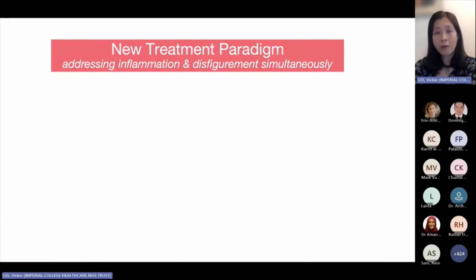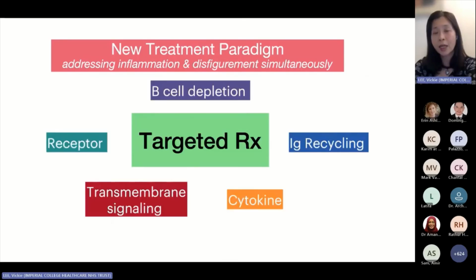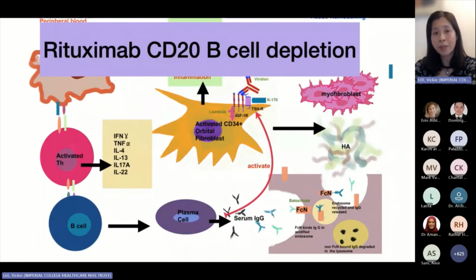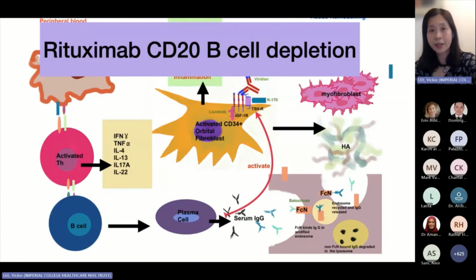So the new treatment paradigm for TED hopes to address both the inflammatory changes and the disfigurement simultaneously, rather than have our patients wait for many years. And it works along different lines of the inflammatory cascade. It's either targeting the B cells, the receptor, IgG recycling, transmembrane signaling, and some of the cytokines involved in this cascade.